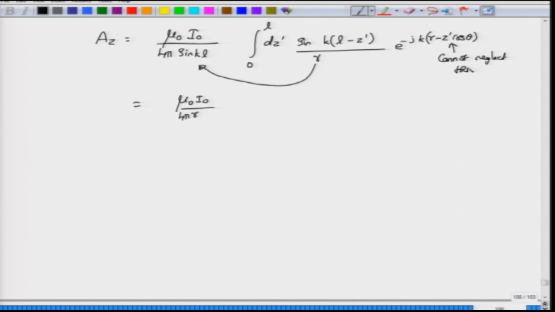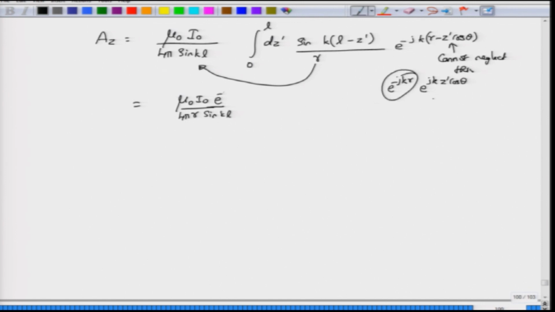I can do that because r is not dependent on z, and then I have sin k L, which is just a normalizing factor. Now look at this exponential. I can write the exponential by splitting it: I have e power minus j k r and I have e power j k z prime cos theta. Retain this, and pull this outside the integral.